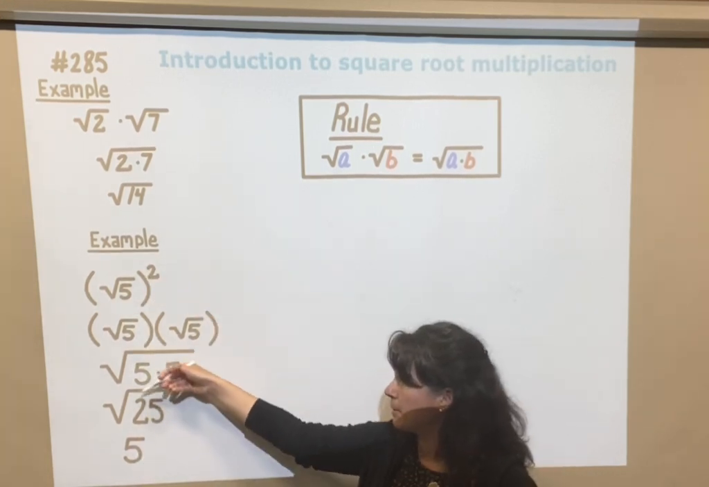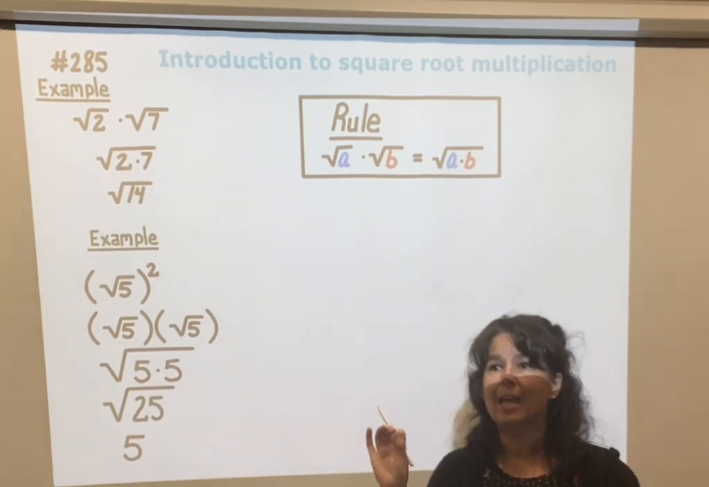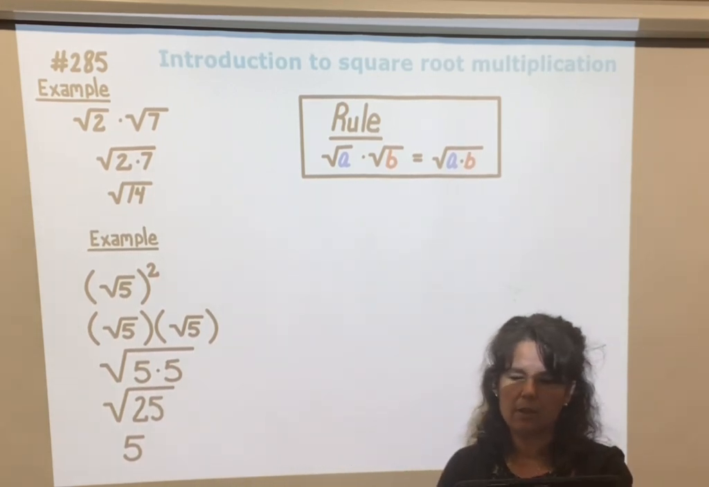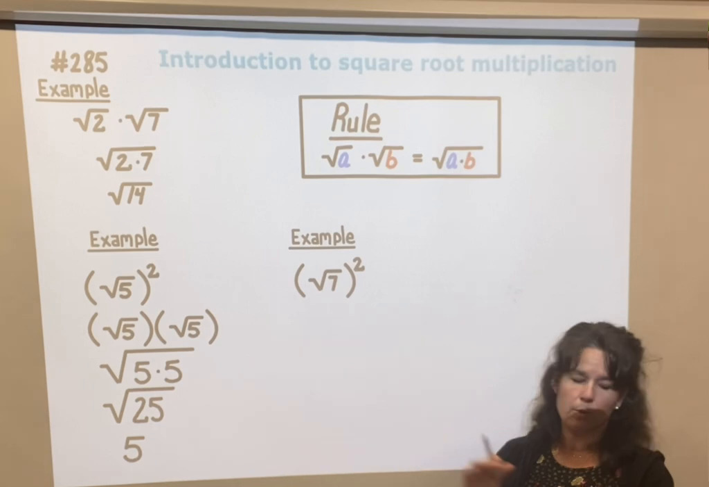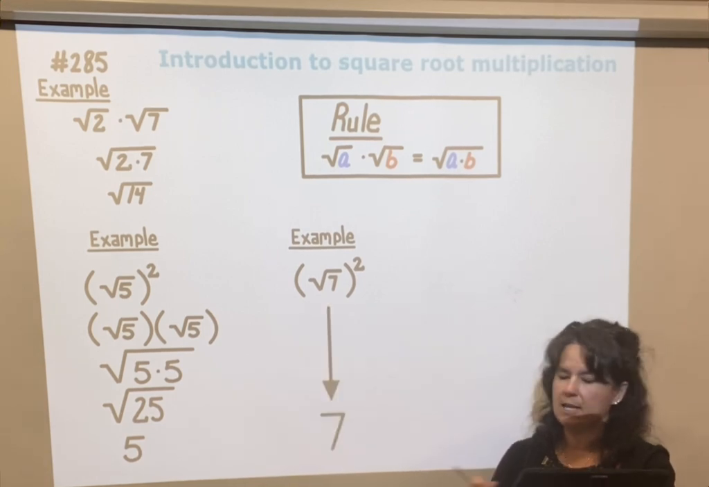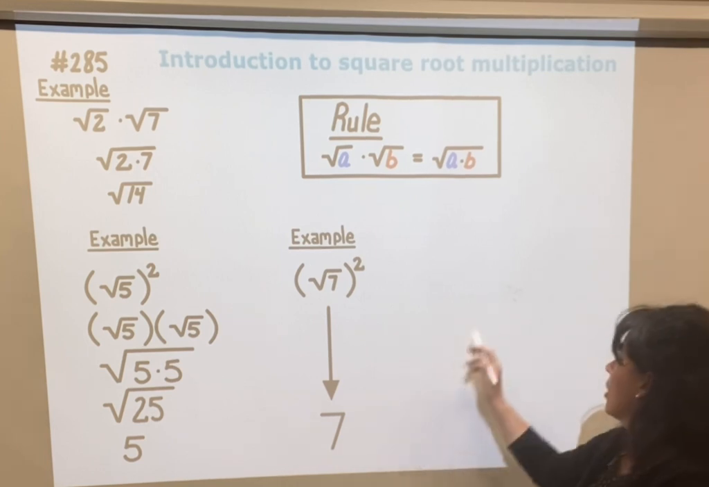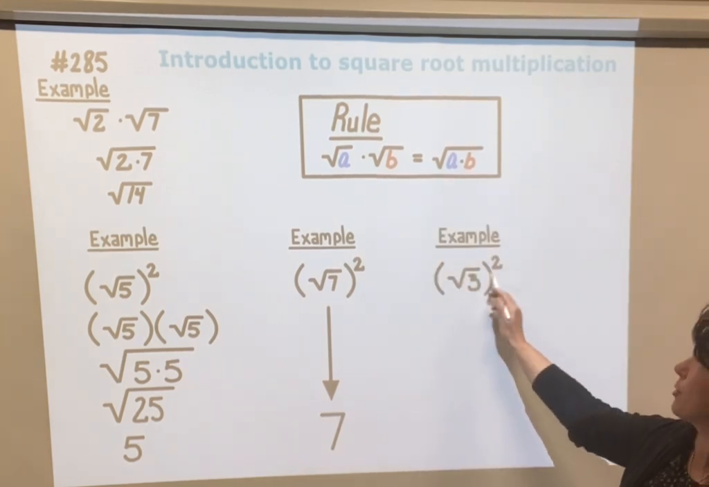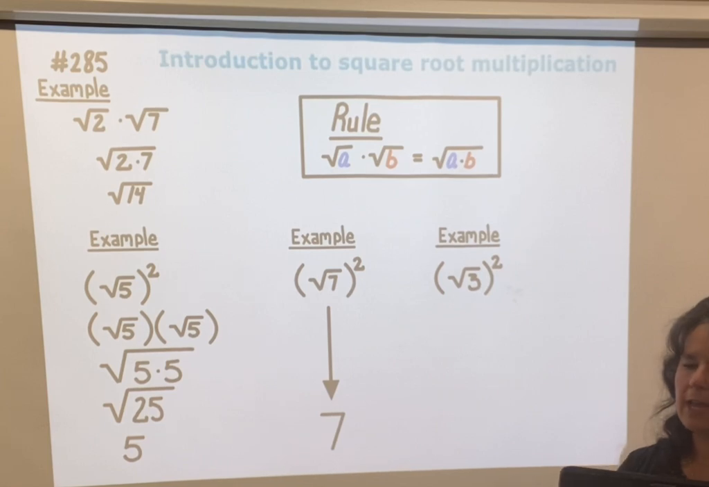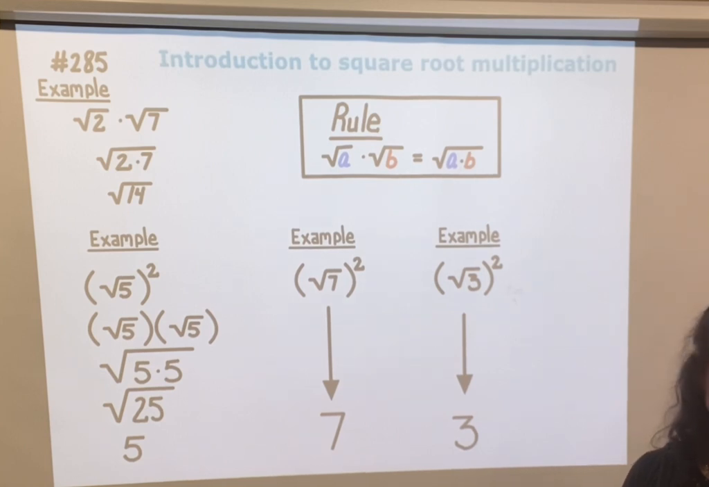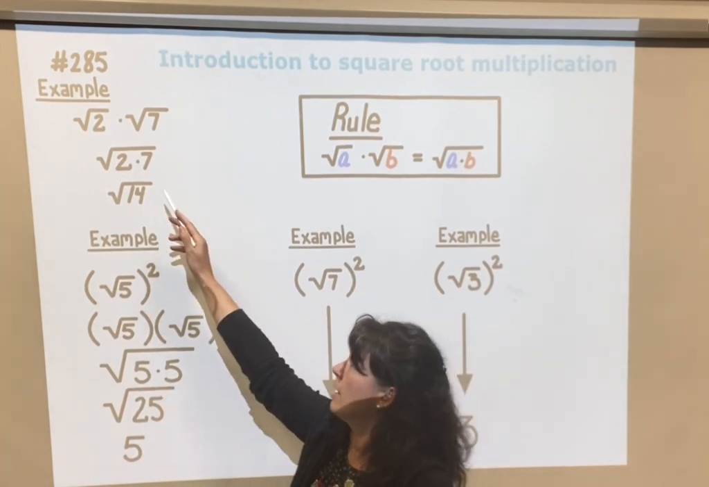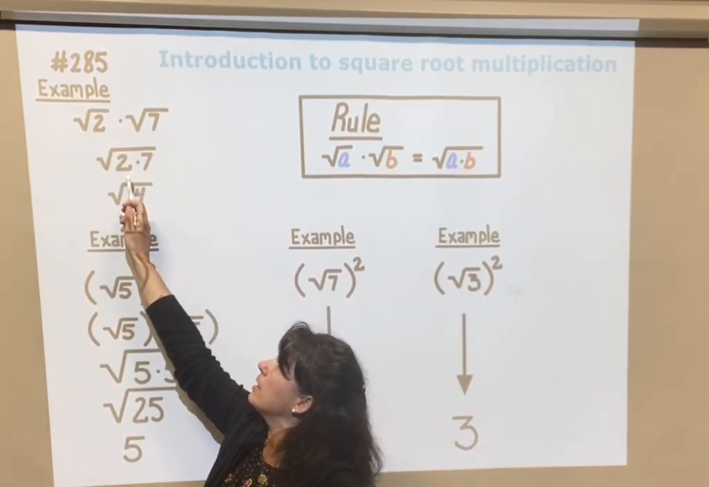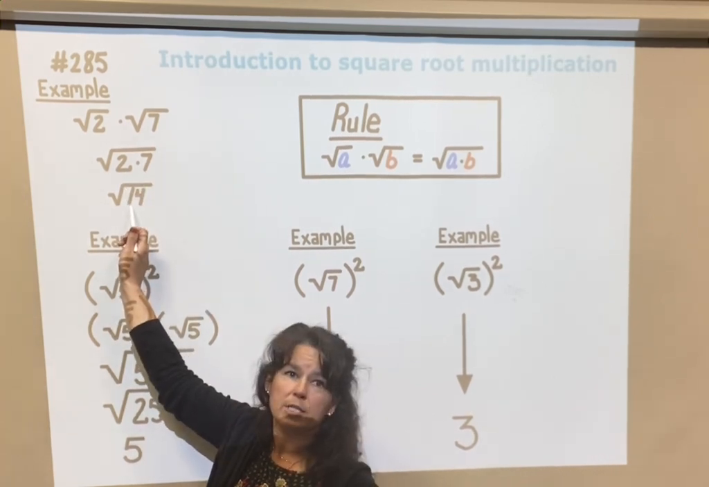So you can skip this process if you know when you multiply identical roots, you just get the number underneath. So in this one, rather than go through this process, if I'm squaring a square root, I know that the answer is just going to be 7. Or let's say the square root of 3 squared, rather than go through the process, I know that the answer is just 3. Okay, so if they're exactly the same, I just get the number underneath. But otherwise, root 2 times root 7 is root 2 times 7, which is root 14.